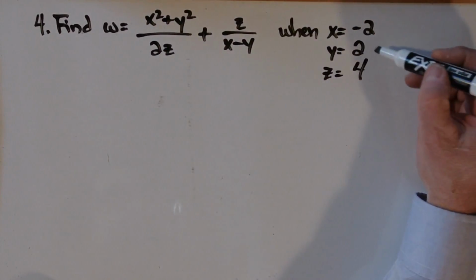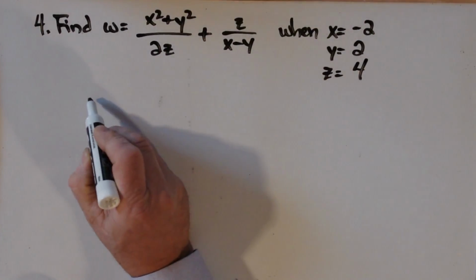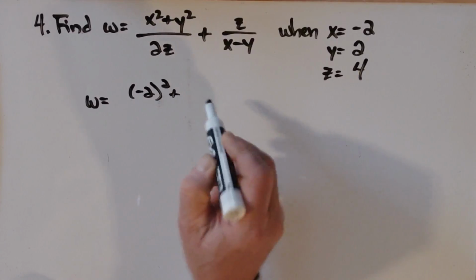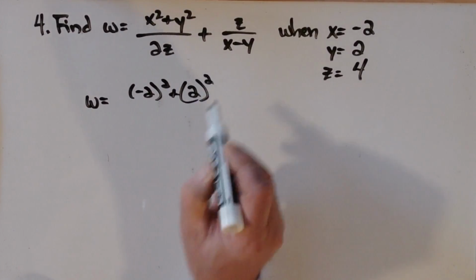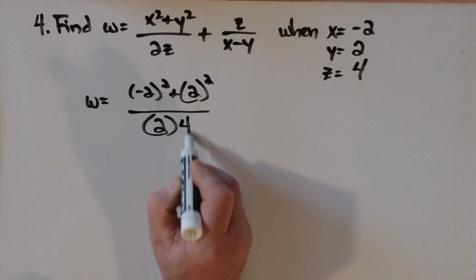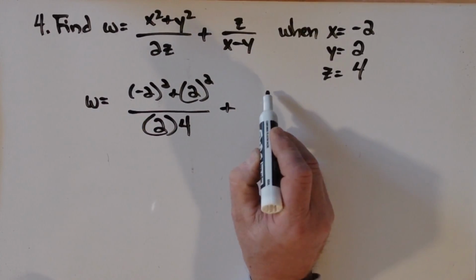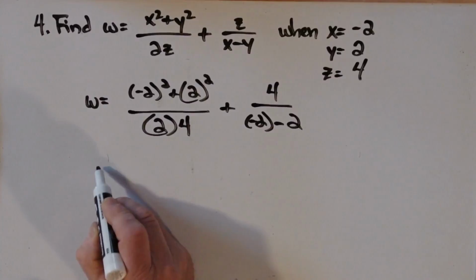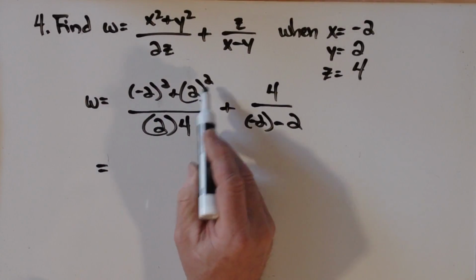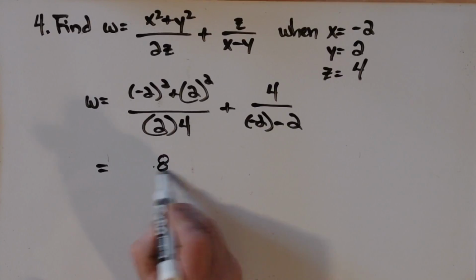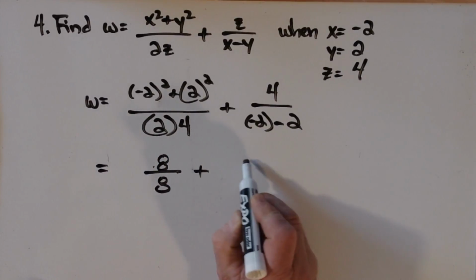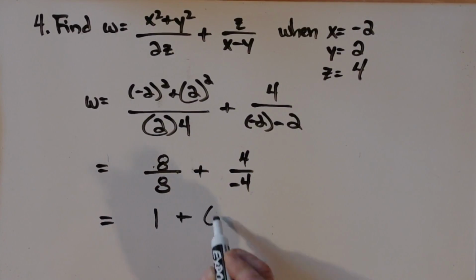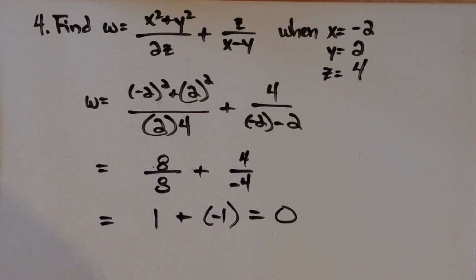Substituting our values in, we find that w is equal to negative 2 squared plus 2 squared all divided by 2 times 4. To that, we add 4 divided by negative 2 minus 2. Negative 2 squared is 4. 2 squared is 4. Add those two together. You get 8. 2 times 4, of course, is 8. We add to that 4. Negative 2 minus 2 is negative 4. 8 divided by 8 is 1. 4 divided by minus 4 is negative 1. Negative 1 plus negative 1 is equal to 0.